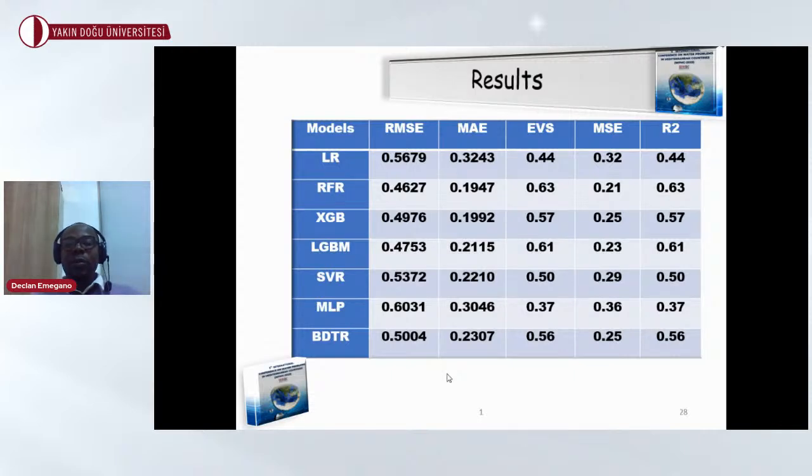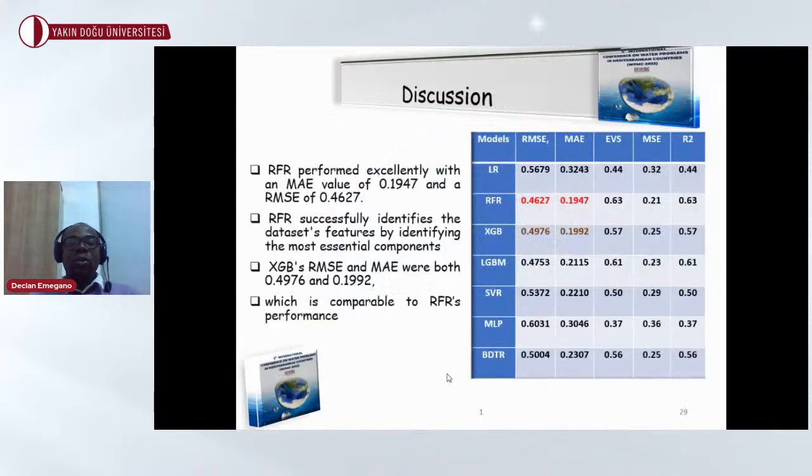So you can see from this table how our results look. In these results, we find that random forest regression has the least MAE value, 0.1947, and a root mean square error of 0.467. They are the smallest, and we can say it performed excellently in this modeling. SGB is another model that is close, as you can see from the coloring, and it has a root mean square error and MAE of 0.4976 and 0.1992, which is comparable to random forest regression.